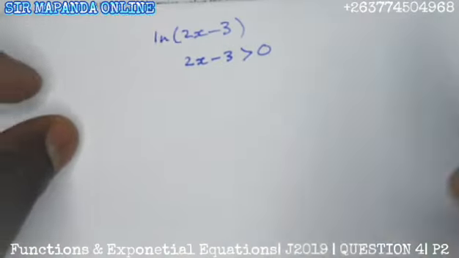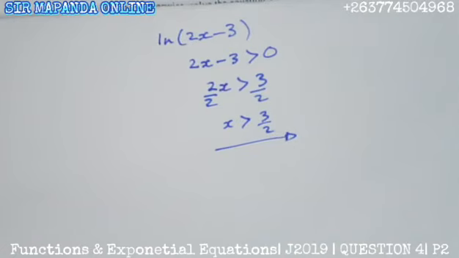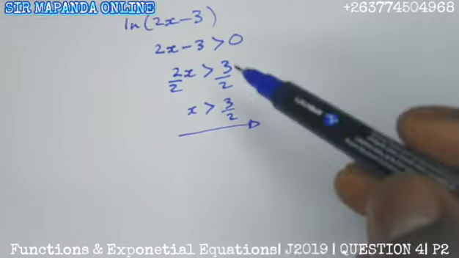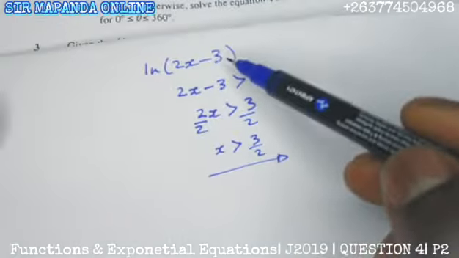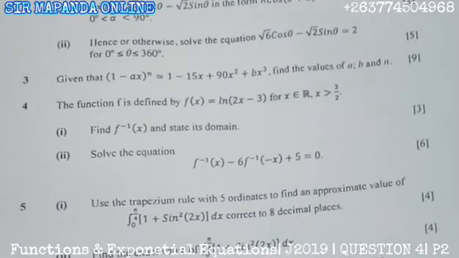So solving this inequality, you get 2x is greater than 3. Divide both sides by 2. You get x is greater than 3 over 2. This is the domain, and this is how you find the domain for logarithms. The number inside the bracket must be greater than 0 for the function to be valid. So this is where the 3 over 2 is coming from. I hope you are following.